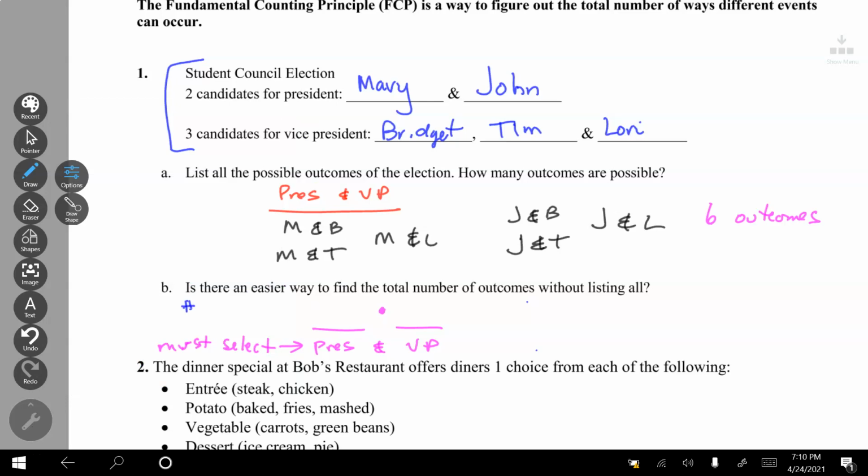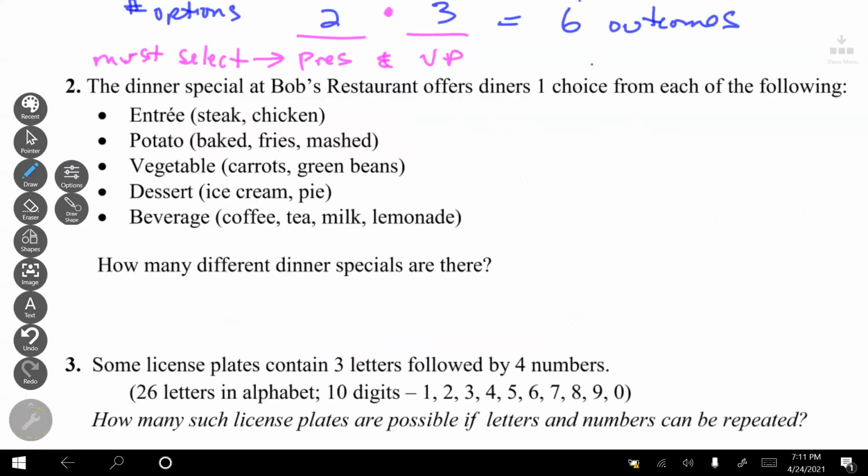My number of options for president is 2, Mary and John, and my options for vice president is 3, Bridget, Tim, or Lori, and I multiply that together, and again I get 6 outcomes. So this is really based on what must I select, how many options do I have for each selection, and I multiply them together.